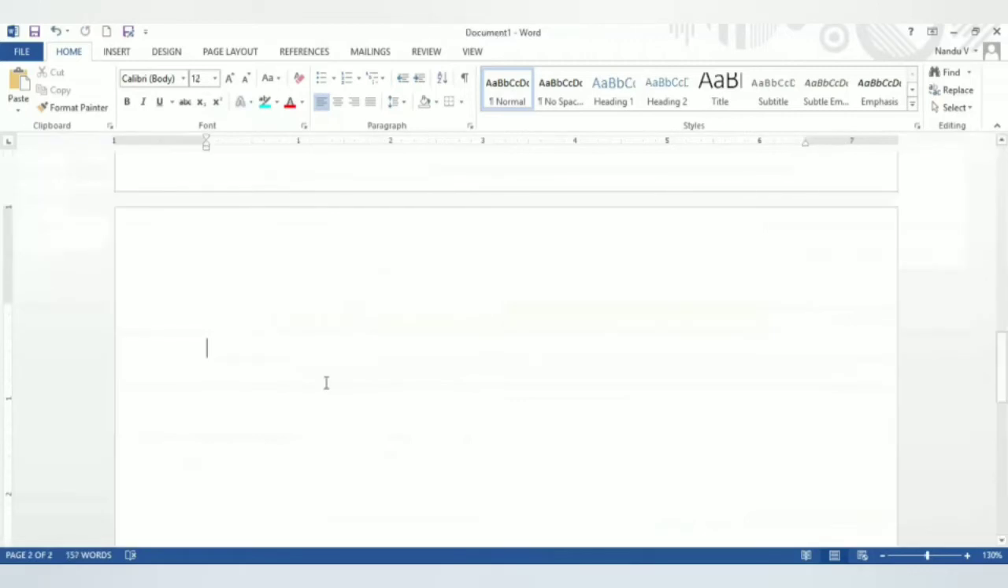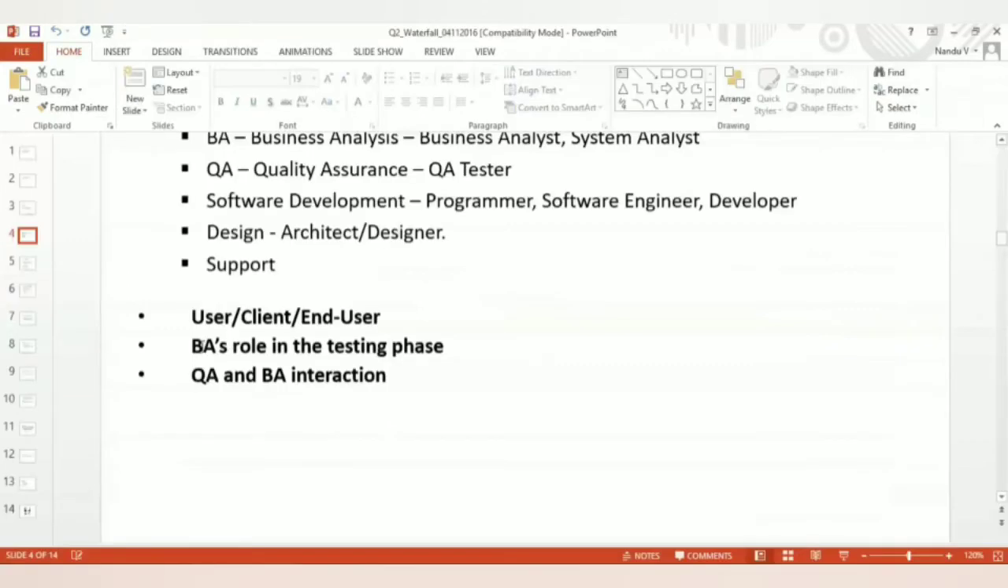So how we started: software equals product. A toy is also a product. So I'm going to use a toy as an example to explain this concept of a BA playing a role in the testing.